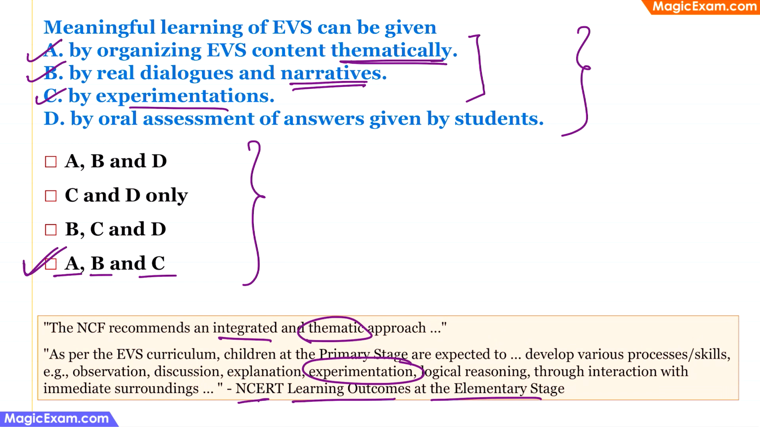The last one, by oral assessment of answers given by students. This is an incorrect statement because assessment in EVS is not just done by oral assessment. It can be done through written assessments, projects, and discussions. So there are lots of assessment techniques that can be used in EVS. Therefore, only oral assessment is not the technique used. Therefore, this is incorrect. Therefore, A, B, C is the correct answer.